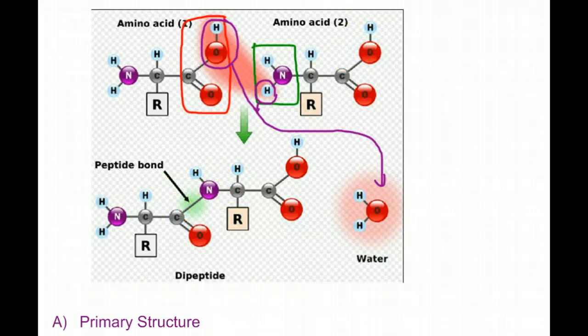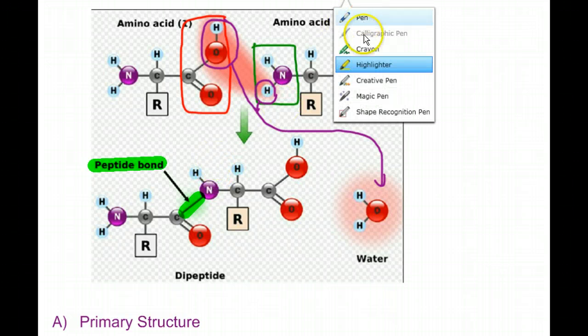So I want to highlight the peptide bond itself. The actual bond, they've highlighted in green. I'm going to make it even darker. So this is our peptide bond. It is the bond between the carbon and nitrogen in this group, and I'm going to highlight this.